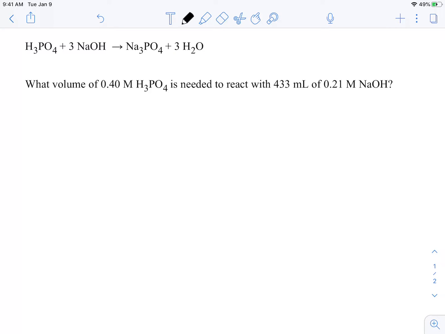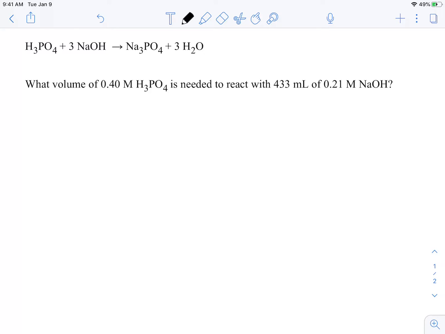Hi everyone, today we have an example on solution stoichiometry. Solution stoichiometry is actually going to be very similar to normal stoichiometry with one change. We're going to use molarities in this type of stoichiometry.